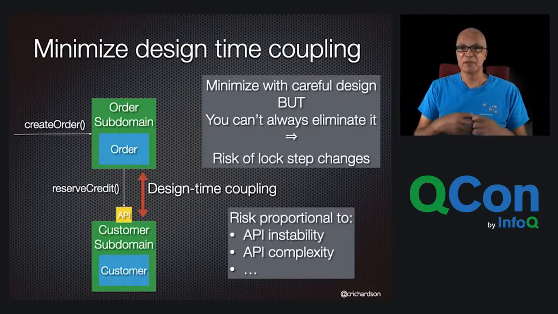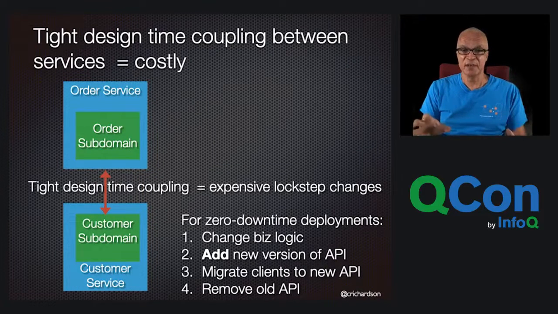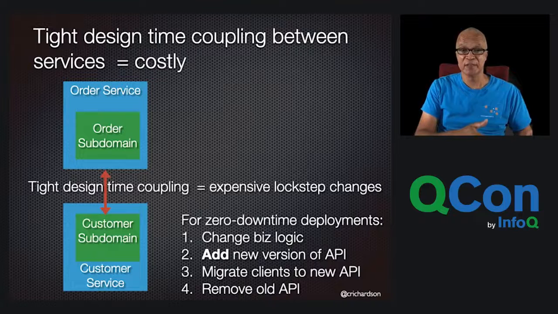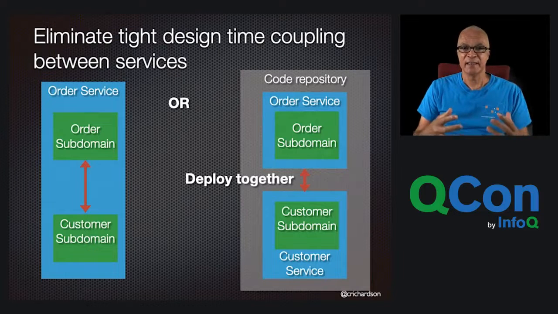For example, concepts often evolve to reflect changing requirements, especially in a new domain. If you put two tightly coupled subdomains in different services, then you will need to make expensive lockstep changes. For example, imagine that the customer service API regularly changes in ways that break the order service. In order to support zero downtime deployments, you will need to define a new version of the customer service API and support both the old and the new versions until the order service and any other clients have been migrated to the new version. One option for handling tightly coupled subdomains is to co-locate them in the same service.